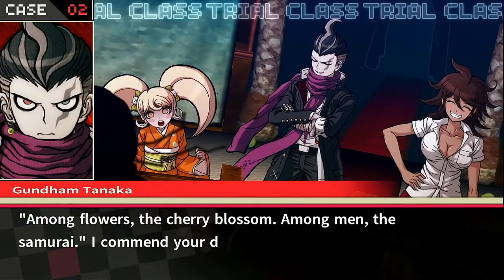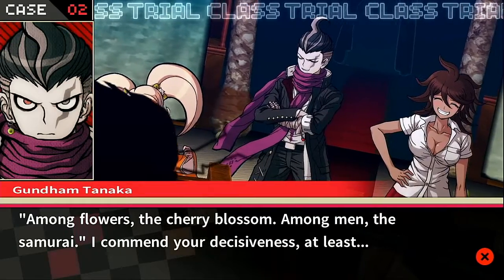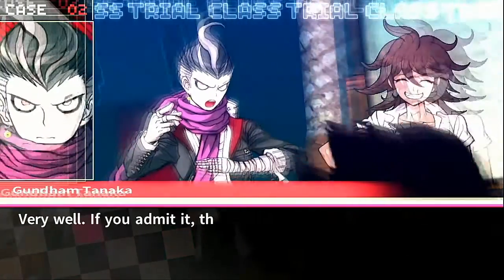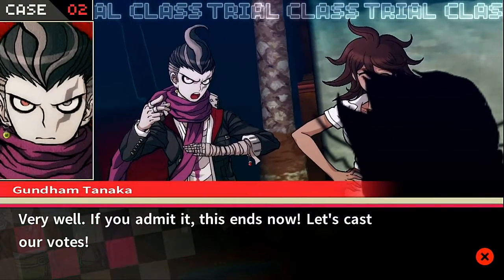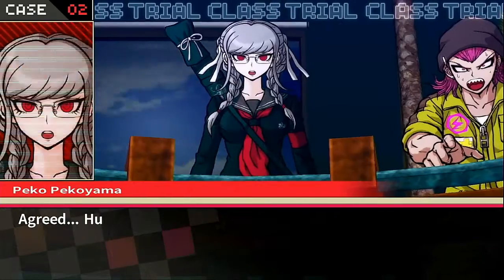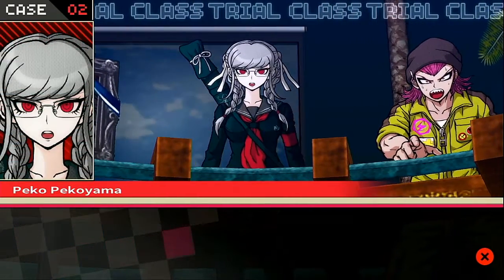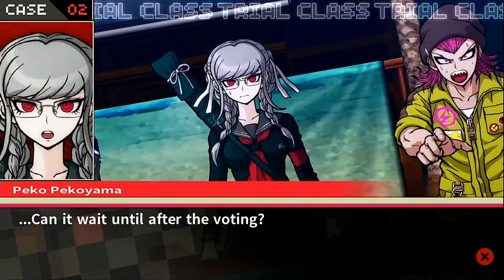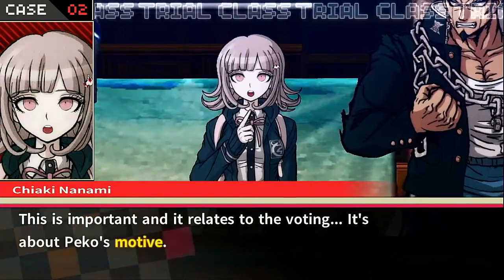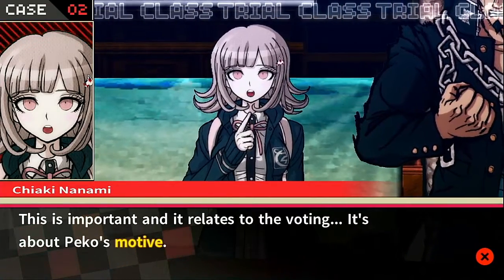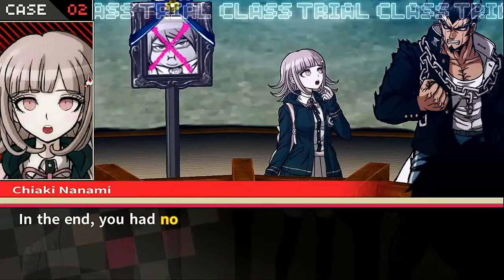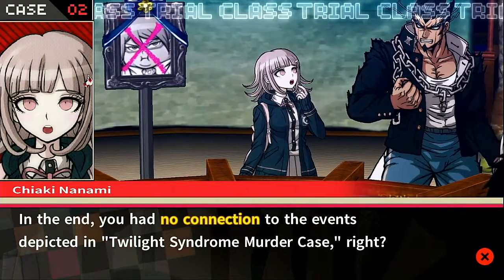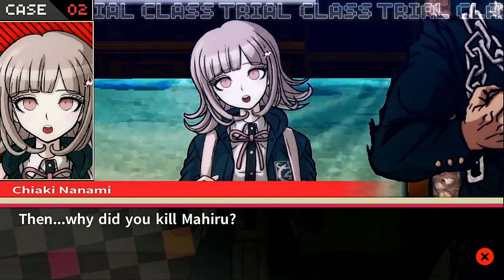Among flowers, the cherry blossom. Among men, the samurai. I commend your decisiveness. Very well. If you admit it, this ends now. Let's cast our votes. Hurry up and vote. Hold on. Let me confirm one thing first. Can it wait until after the voting? This is important, and it relates to the voting. It's about Peko's motive. My motive? In the end, you had no connection to the events depicted in the Twilight Syndrome murder case, right? Then, why did you kill Mahiru?